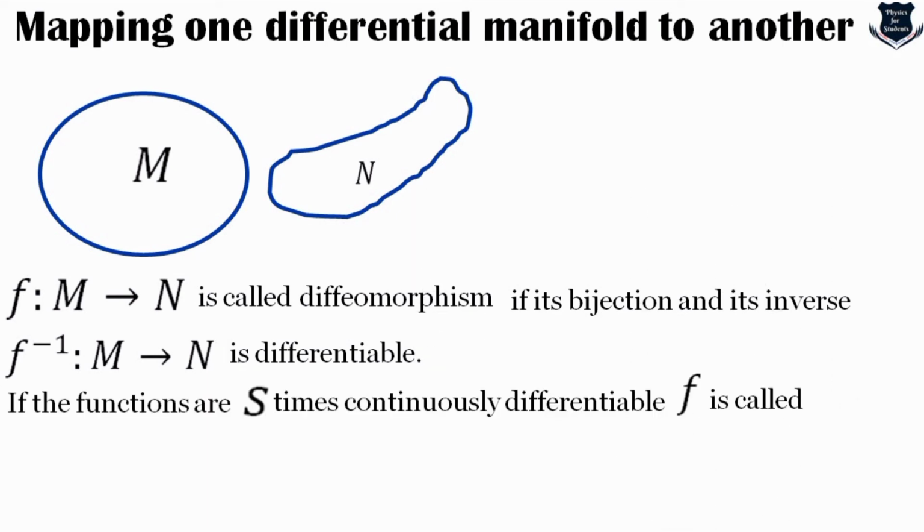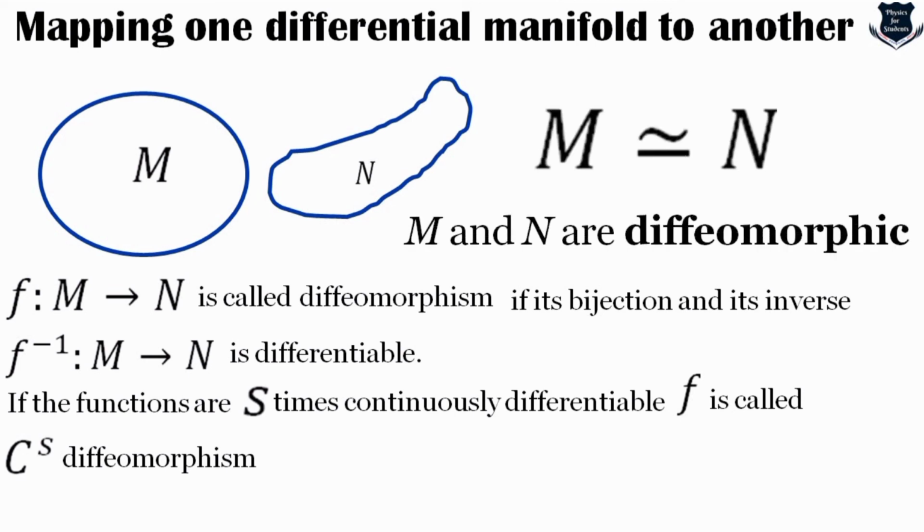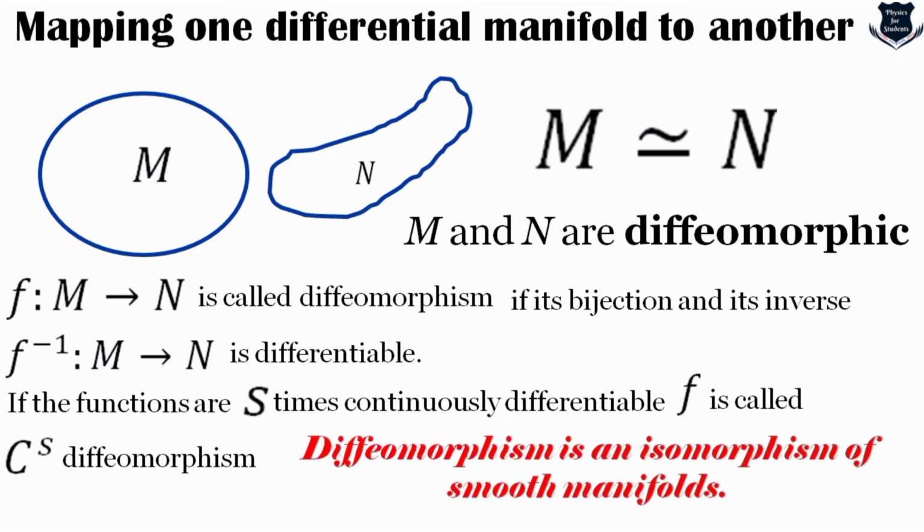Now, if these functions are S times or R times continuously differentiable, then F is called a C^S diffeomorphism. Just to let you know, two manifolds M and N are diffeomorphic, which is usually denoted by this, if there is a diffeomorphism F from M to N, and they are C^R diffeomorphisms. So diffeomorphism is an isomorphism of smooth manifolds.